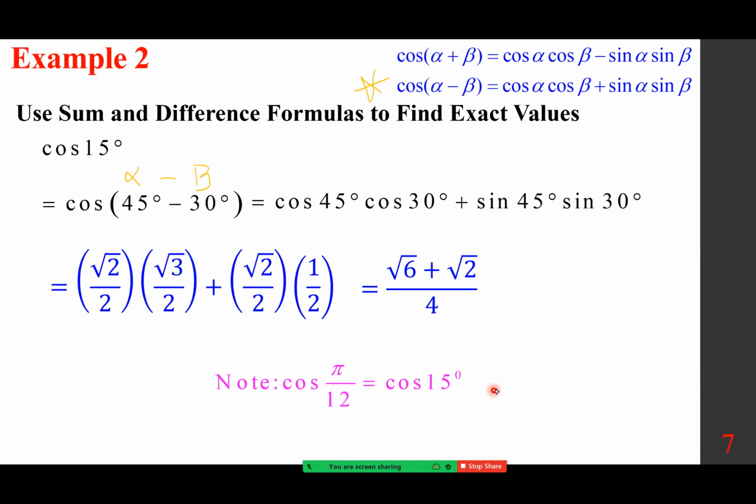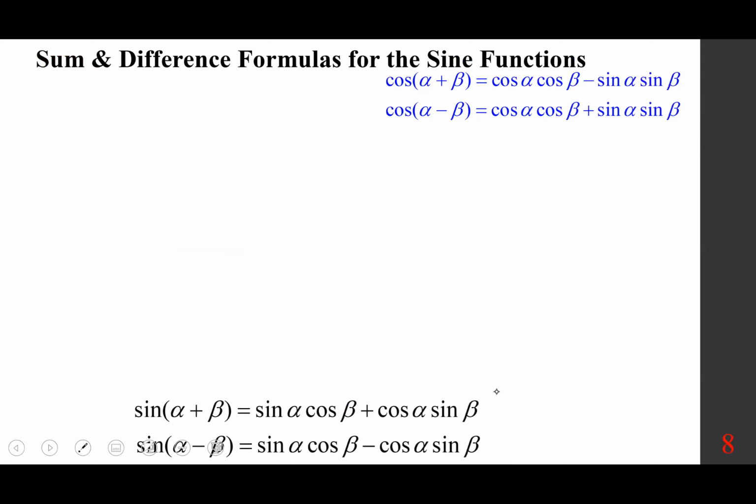It's good to know that. I mention it because if you see that in radians, you should recognize it. And sometimes it's hard. You can go back and forth from radians to degrees and vice versa to make it easy to recognize the value.